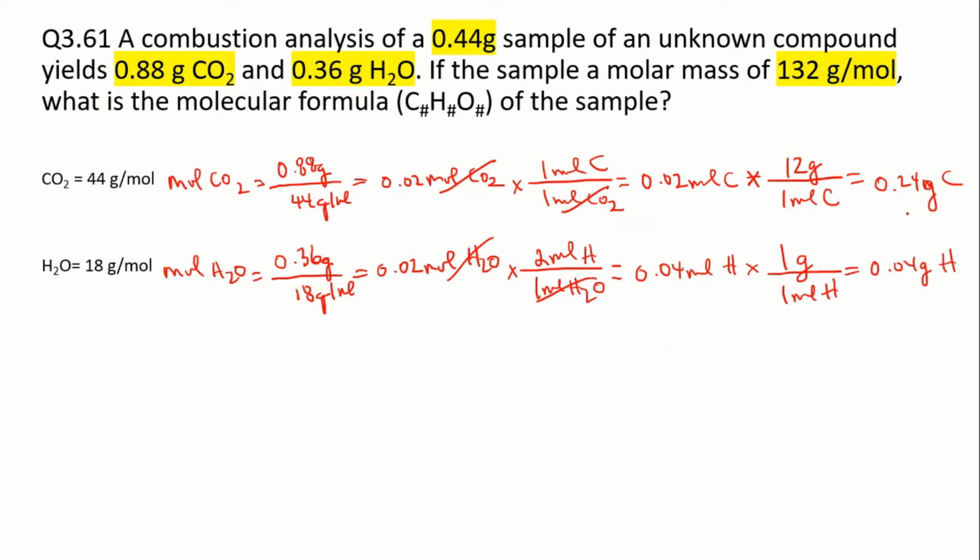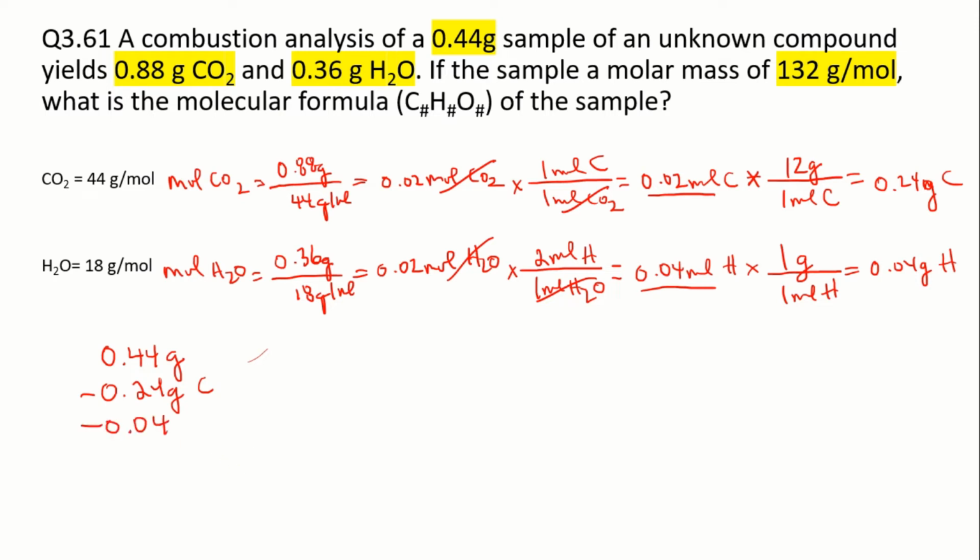So now I can take these masses, 0.04 grams of hydrogen and 0.24 grams of carbon, with the original mass of the sample to find the remaining mass, and that's the mass of oxygen that I want to look for. But don't forget about these molar numbers, because once I find the mass of oxygen, I can find moles of oxygen, and then find a molar ratio using that. So the whole sample is 0.44 grams. I'm subtracting 0.24 grams of carbon and 0.04 grams of hydrogen from that sample.